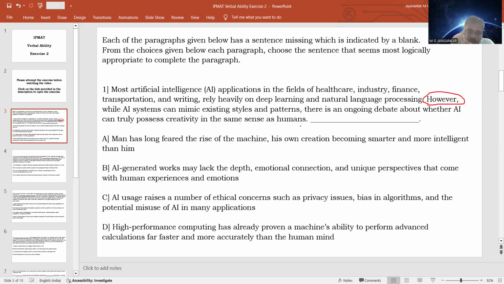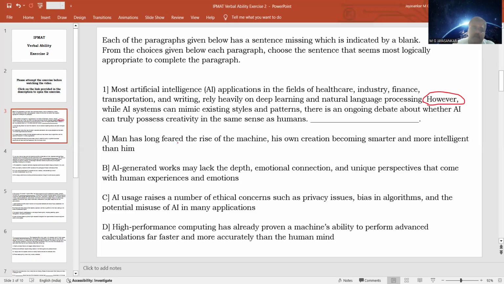So the passage is talking first about the positive aspect of AI, then a negative aspect, or a doubt regarding the ability of AI to actually recreate the creativity that humans possess. This is the understanding. Now, what should be the third sentence or the last sentence?